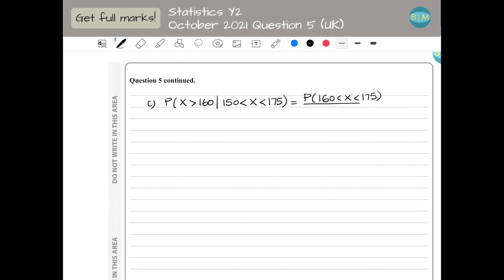Yeah, and divided by this probability. So the probability of being between 150 and 175. That is precisely what I just found in the question before. You just go to the calculator and find this probability, which is 0.755. I rounded, but I recommend you to not round until the very end.